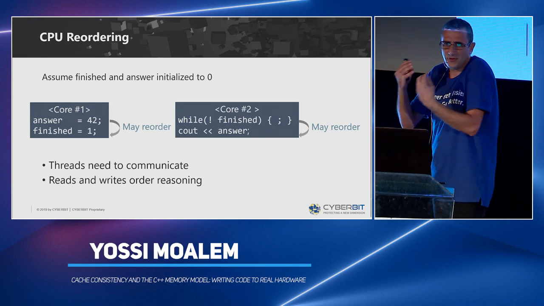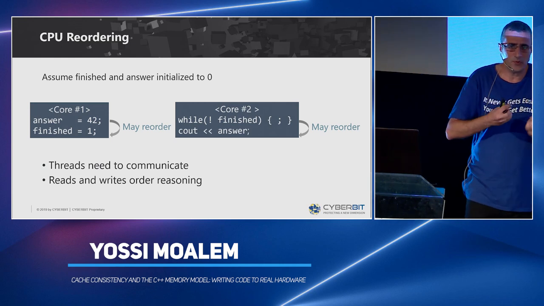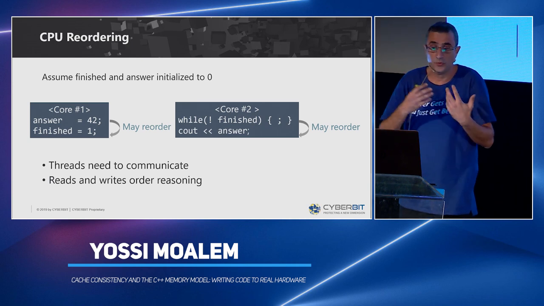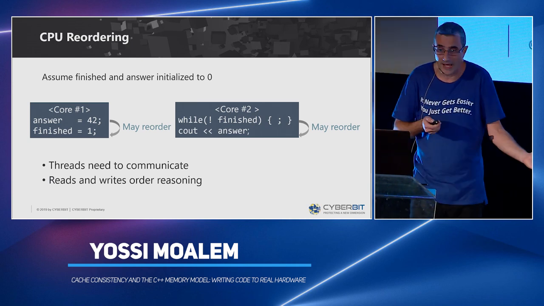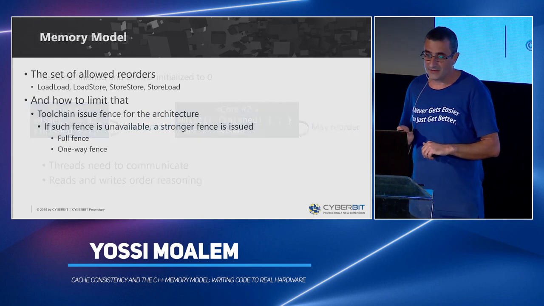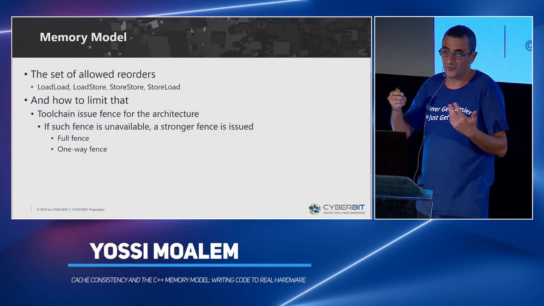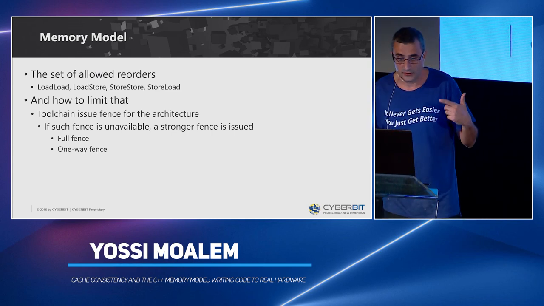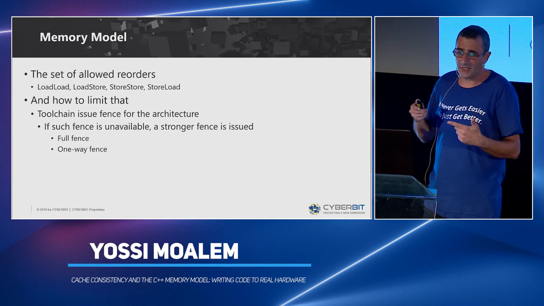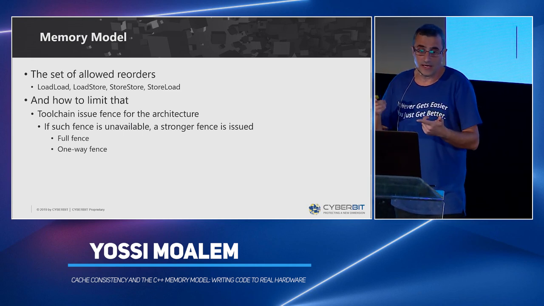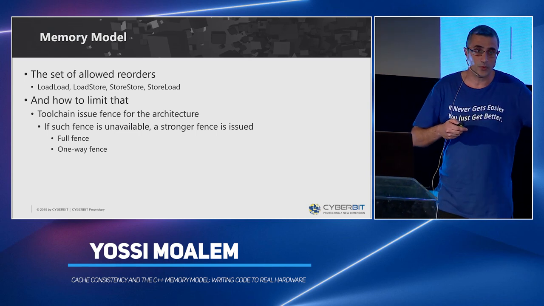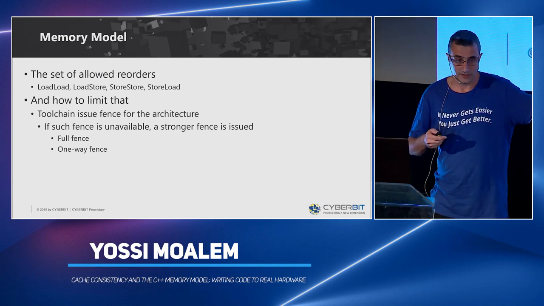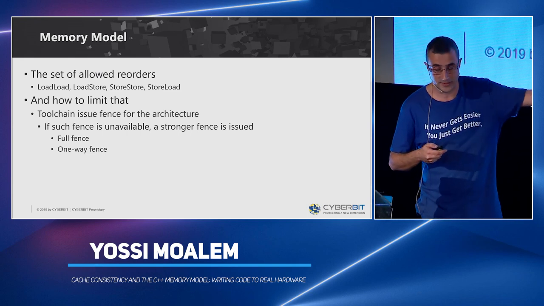So we have two threads, and they need to communicate. Threads communicate by sharing data, sharing memory. So we must be able to reason about the ordering of reads and writes. And that's the idea of the memory model. It's the set of allowed reorders, whether you're allowed to reorder load and load, load and store, and so on. And more importantly, how to limit them. So if the toolchain sees a fence, it must emit the correct instruction in order to support this fence. And if it does not have this instruction, it must issue a stronger fence.